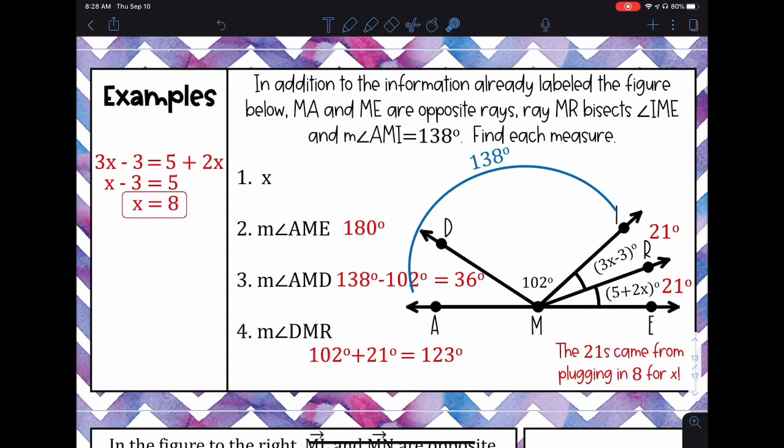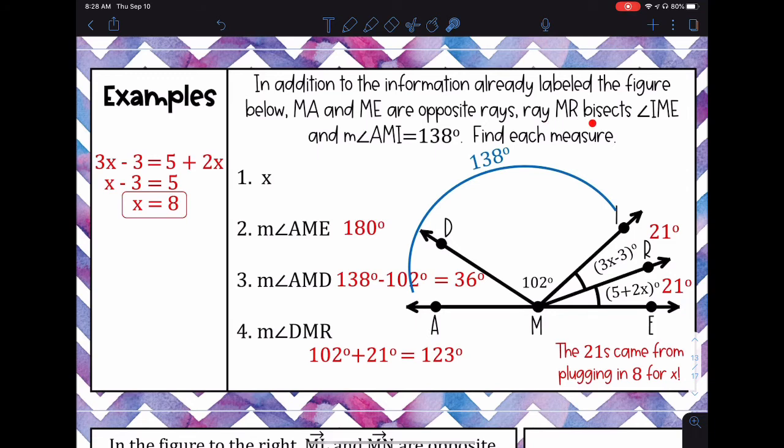Angle AME, can we do that one last is the question. No, we have to find x first because we have to find out what this angle is and what this angle is. I know it says 21, but we need to show that. It also says up here in the paragraph that MA and ME are opposite rays. So this is a straight line, which means that is 180 degrees.